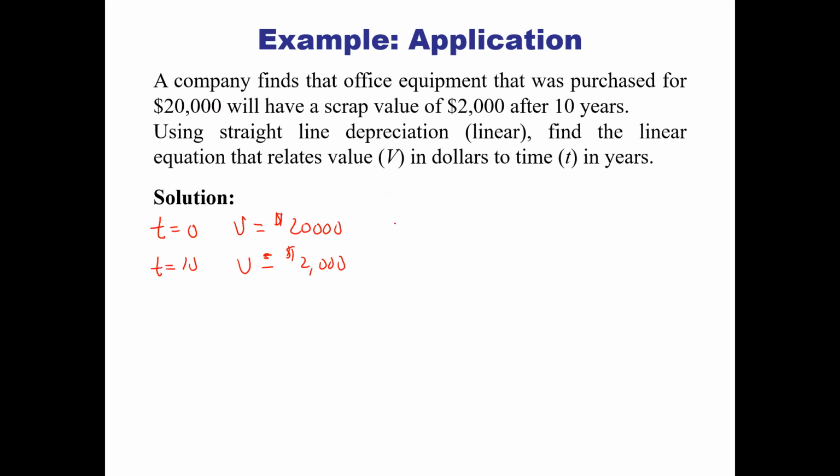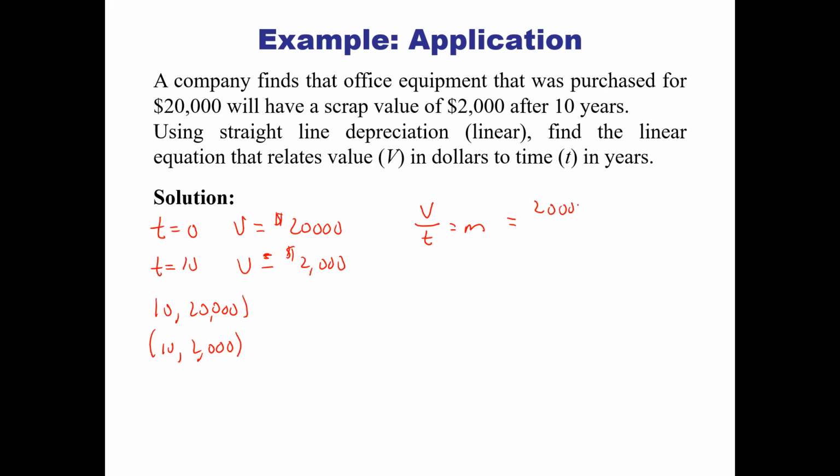So basically, we're going to have our value over our time is going to be our slope, and that's going to be our straight line depreciation. So what we want to do is take our change in y over the change in x. So if we look at our points, we have 0, 20,000, and 10, 2,000. And plugging those in for a slope, again, it doesn't matter which one's x1, y1, x2, y2.